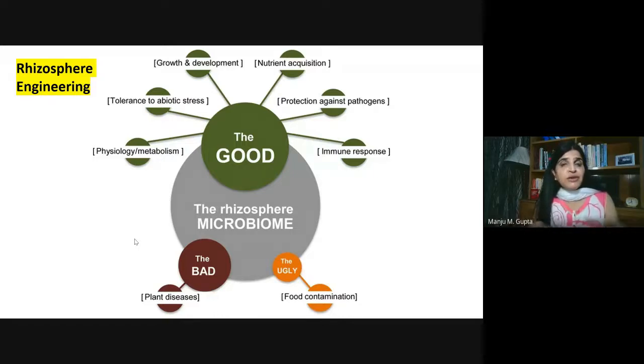And now, when we analyze a microbiome in the rhizosphere or in the gut, we could say these are the good friends, Facebook friends, these are bad friends, and these are ugly. The good ones are not going to do anything wrong. We can manage the bad friends, but we need to be scared of the ugly ones. So that was this rhizosphere engineering.